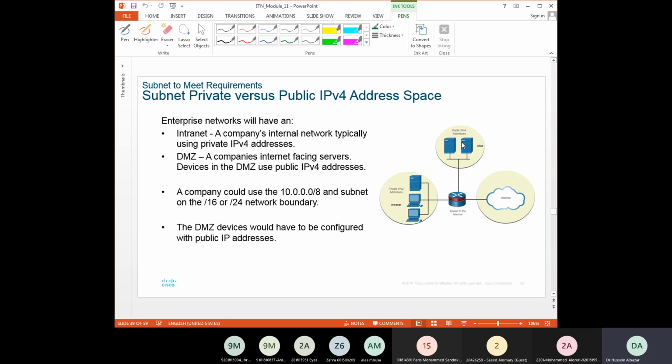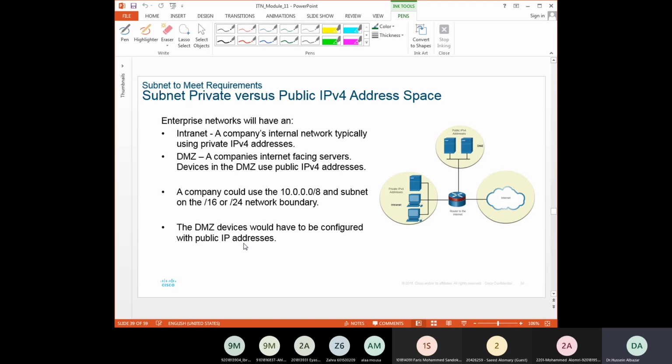So in this company, we can use the prefix /8, /16, or /24 subnets for our network boundary. Keep in mind that these devices, called DMZ devices, have to be configured with a public IPv4 address, not a private one. So this is the problem now. For any organization, when we're talking about public IPv4 addresses, we know we have a limited number of them.